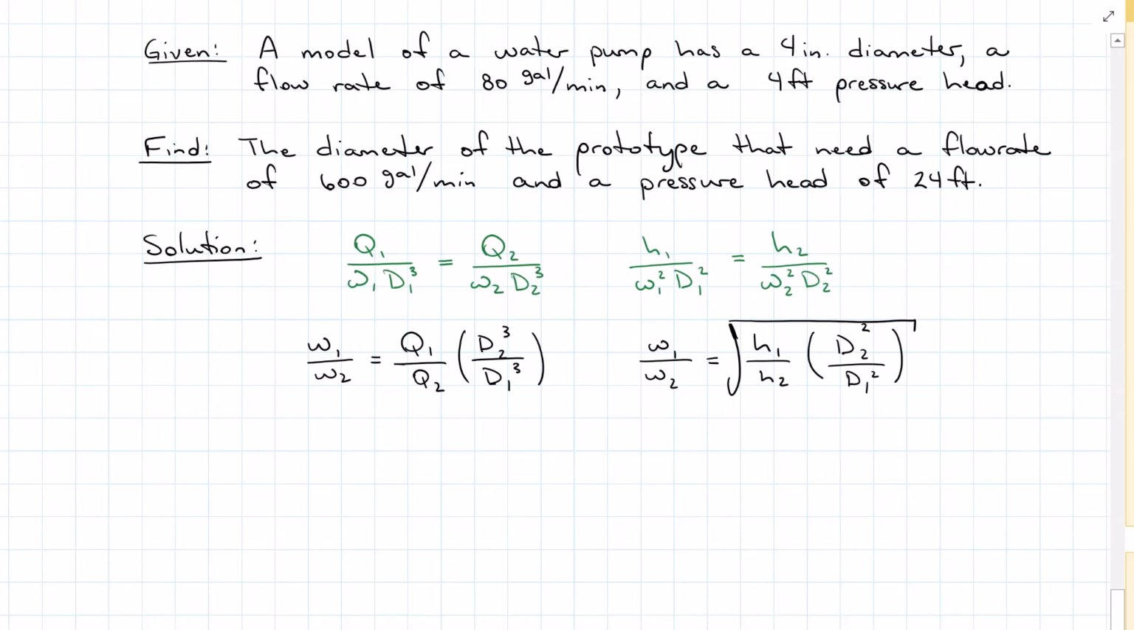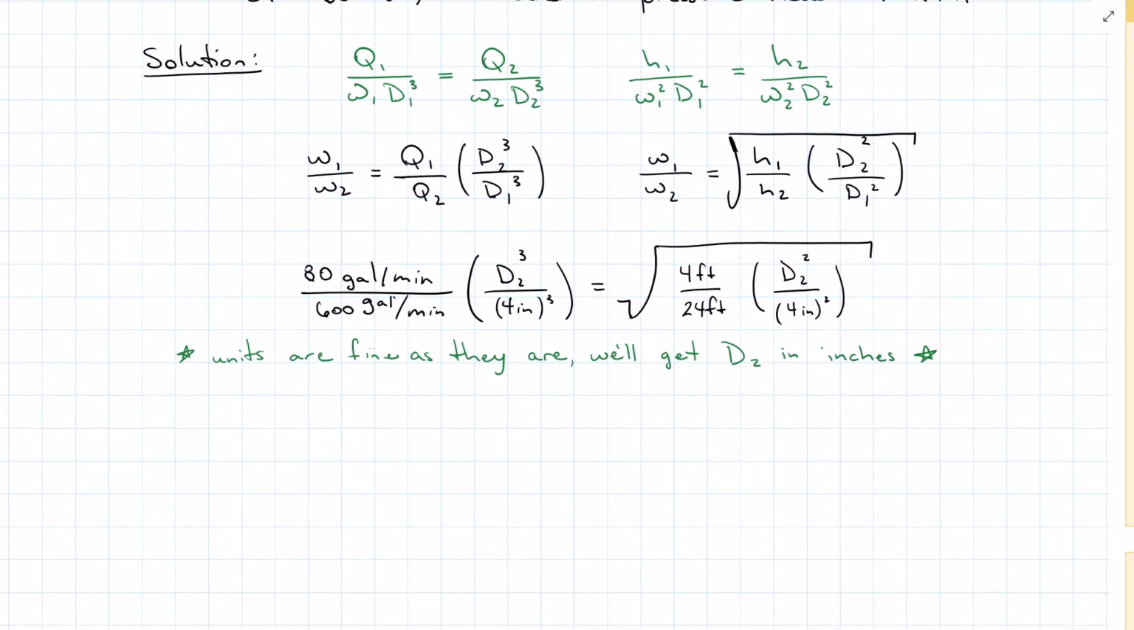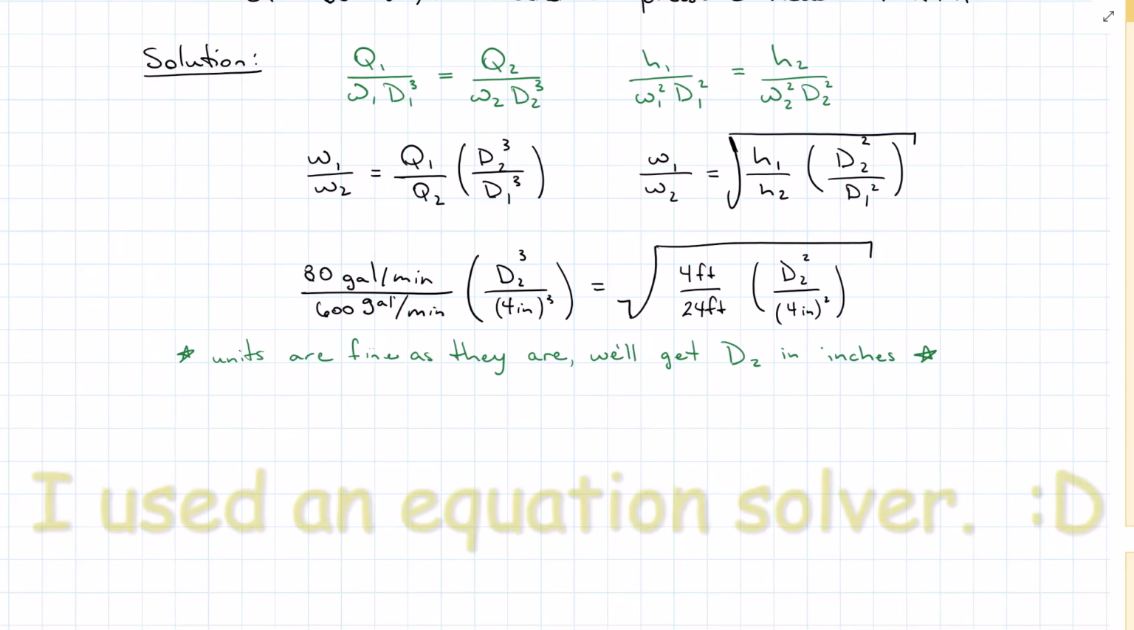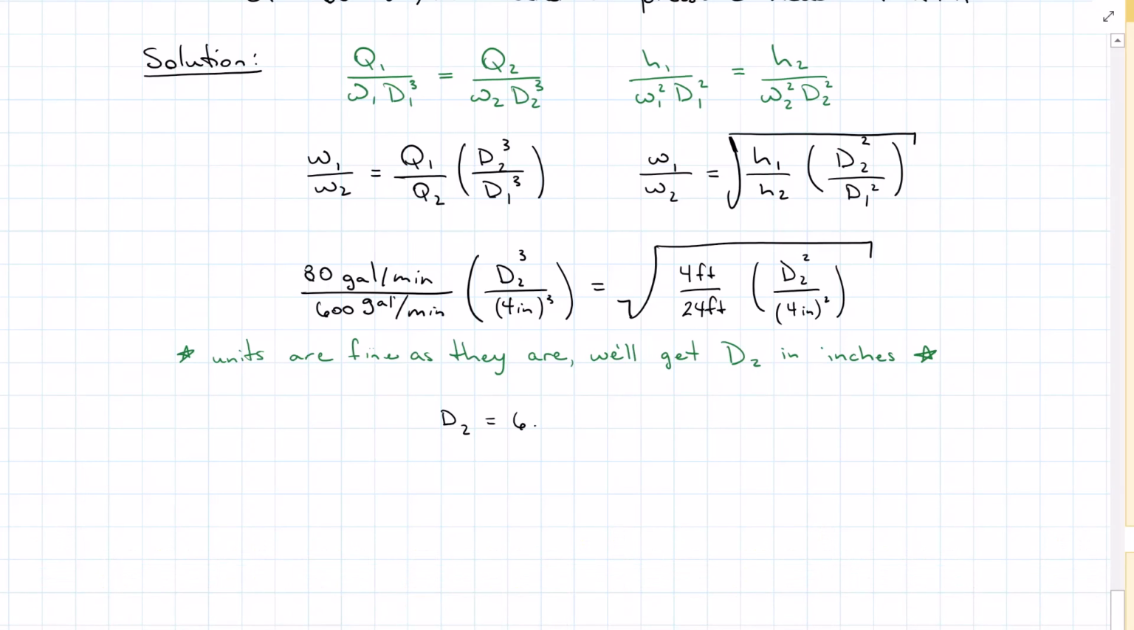Now I can set them equal to each other and plug in my known values. I set all the 1s as the model and all the 2s as the prototype. And when I solve for D2, I get approximately 6.9992 inches. So I would say our prototype needs a diameter of 7 inches.